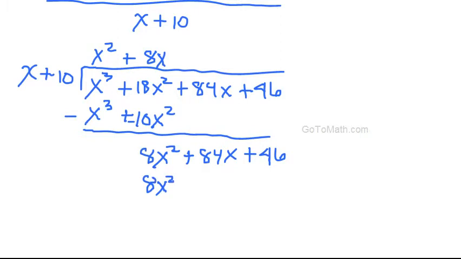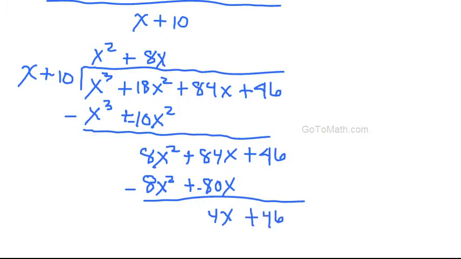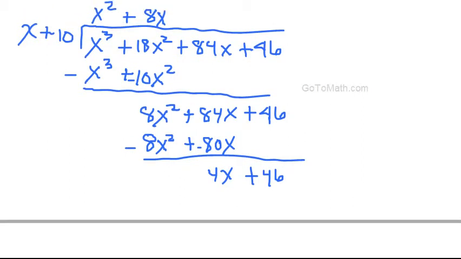I just know how to factor and do a few math things, some math tricks. 8x times 10 is 80x. And I guess that's it. So we'll go ahead and draw a line there. That's going to be 0. And that's going to end up being 4x, and we'll go ahead and bring that down. 46. All right. X goes into 4x, and we're left with a 4.